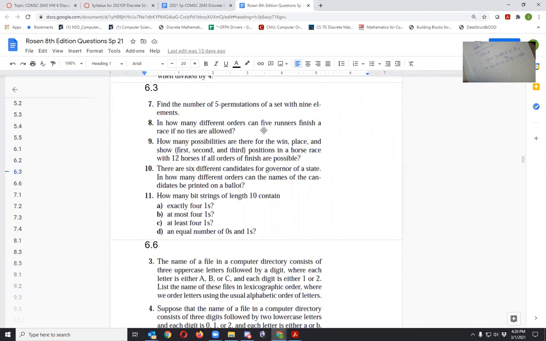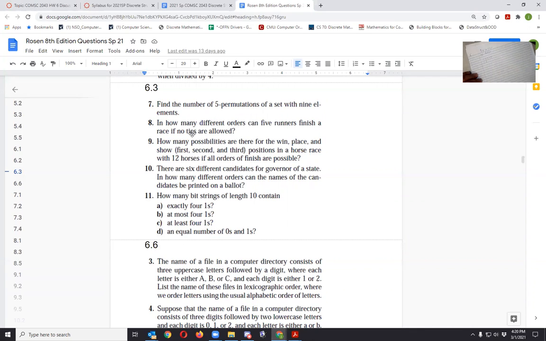How many different orders can 5 runners finish a race if no ties are allowed? Okay, so this is a permutation question. So we've got 5 runners. We've got no ties. Okay. Well, let's just write it out, so 1, 2, 3, 4, 5.